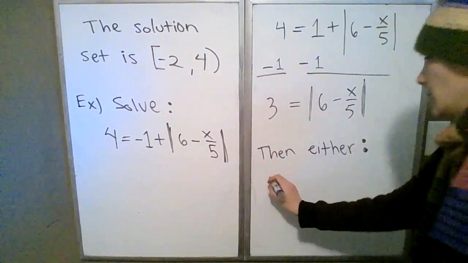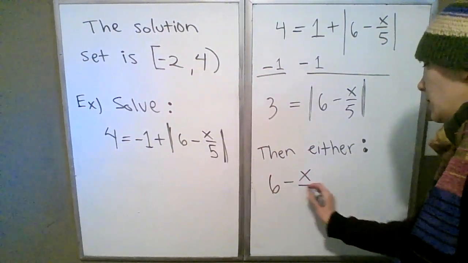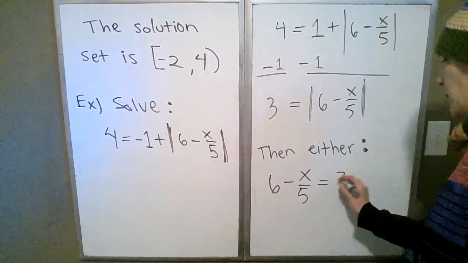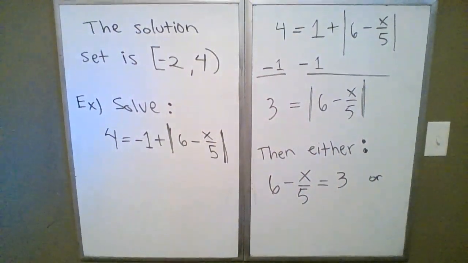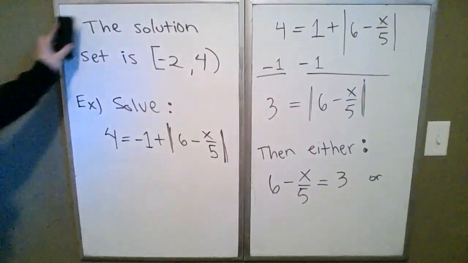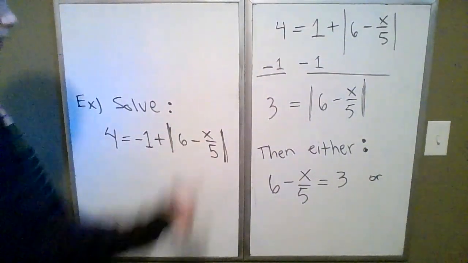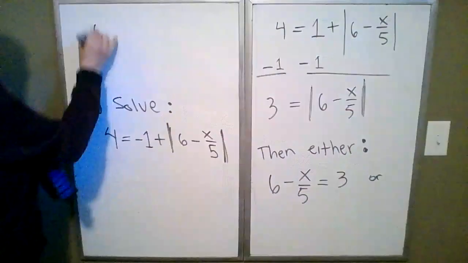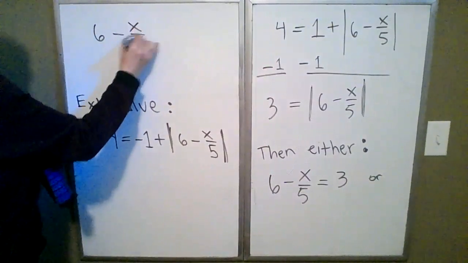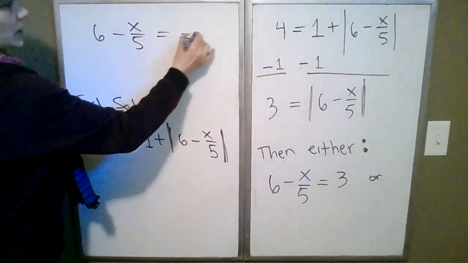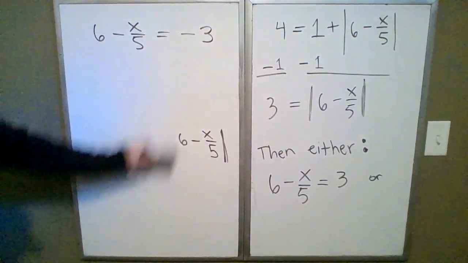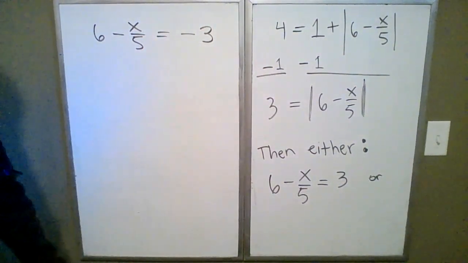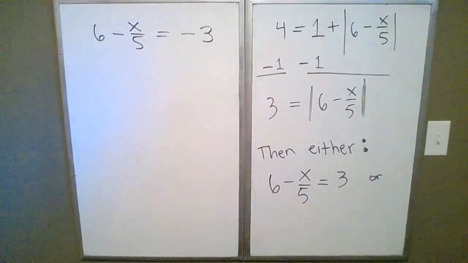This stuff is +3, or what's in the bars will be equal to -3. Okay, back over here.